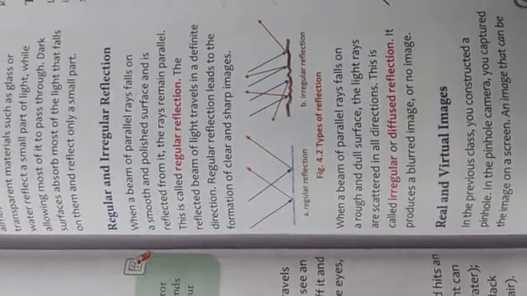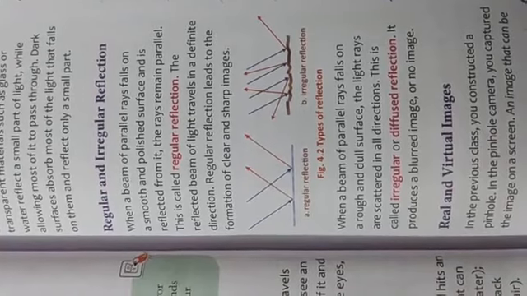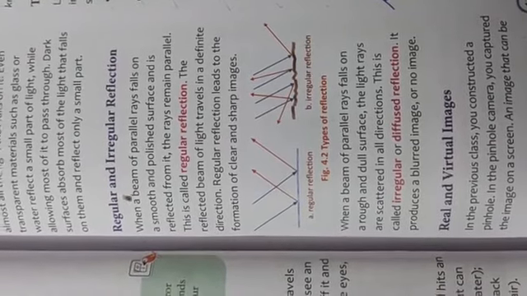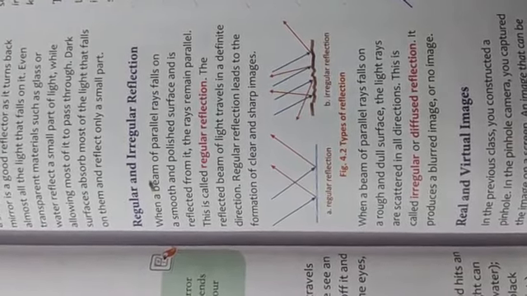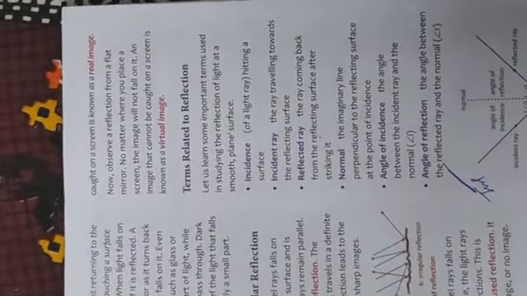When a beam of parallel rays falls on a rough and dull surface, the light rays are scattered in all directions. So this is called irregular or diffused reflection. It produces a blurred image or no image. Okay. Now, real and virtual image. A real image can be obtained on a screen, whereas a virtual image cannot be obtained on the screen. Okay. So, you must know that a real image is always inverted, and a virtual image is always upright.